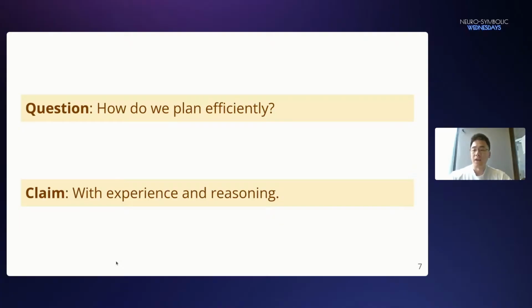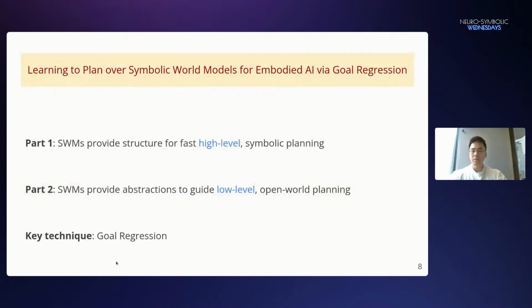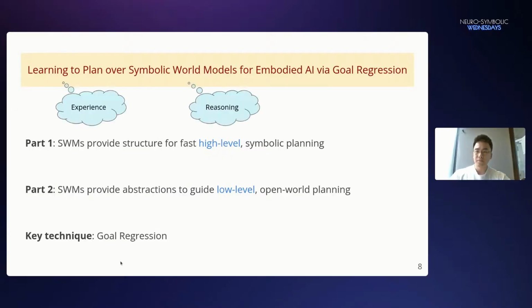So in this talk, we'll ask the question: how do we plan efficiently? How can we get AI to plan efficiently like humans? Our claim is simply that we use experience and reasoning. More specifically in this talk, we're going to talk about learning to plan over symbolic world models, with a focus on AI and embodied AI, with the key technique of goal regression. Here, learning corresponds to experience, and we're going to use symbolic world models for reasoning.